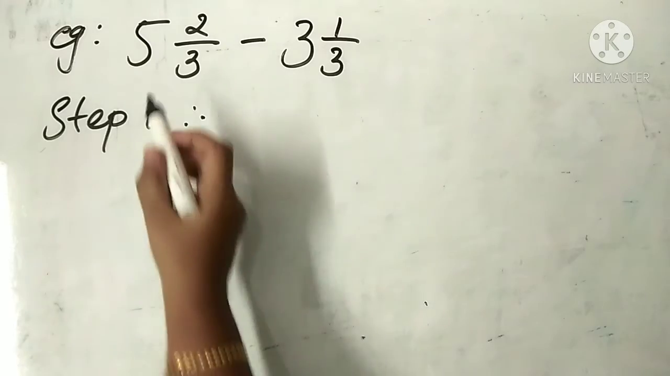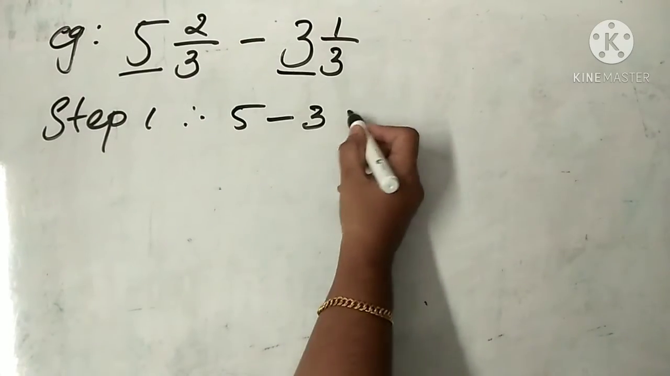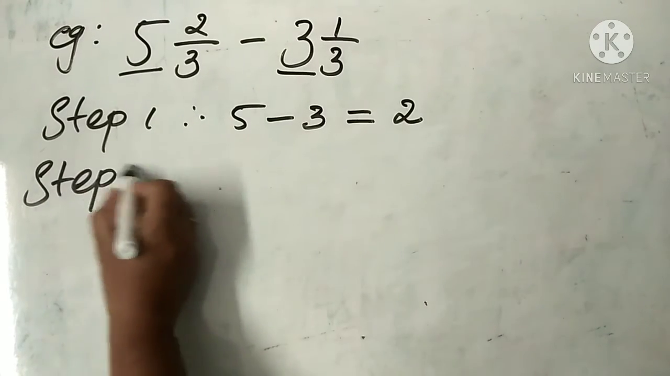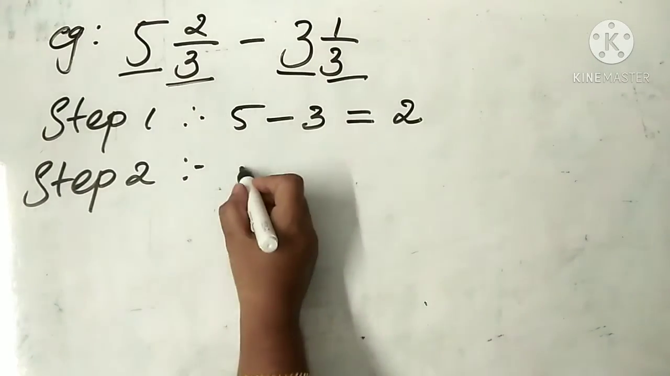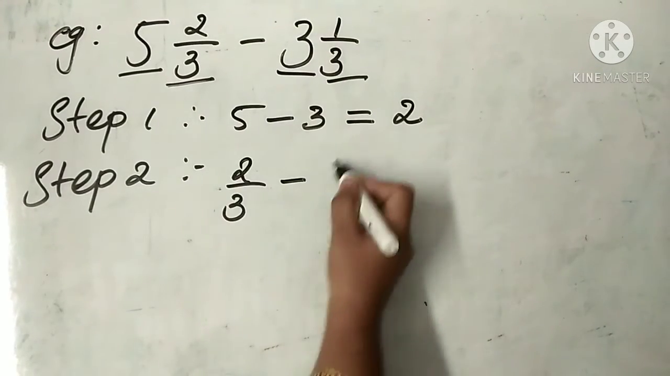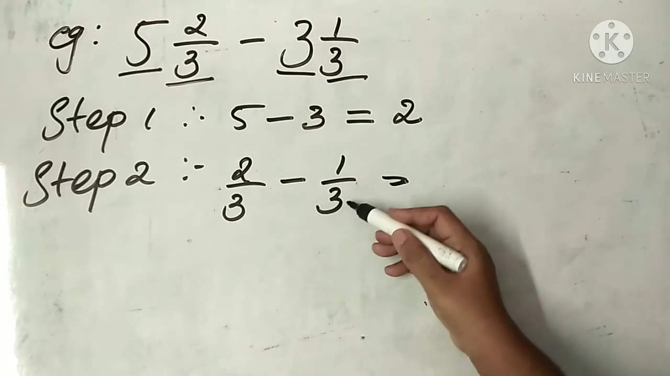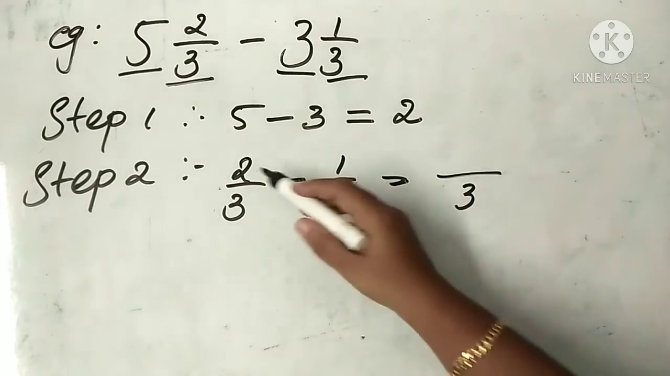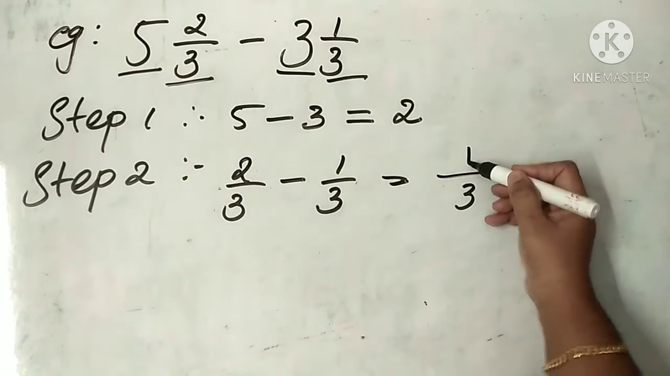Both are mixed fractions. Here we have 3 steps. Step 1, subtract the whole numbers. 5 minus 3 is equal to 2. Step 2, subtract the fractional part. 2 by 3 minus 1 by 3. Here the denominators are the same, so we write the denominator as it is and subtract the numerators. 2 minus 1 is 1.